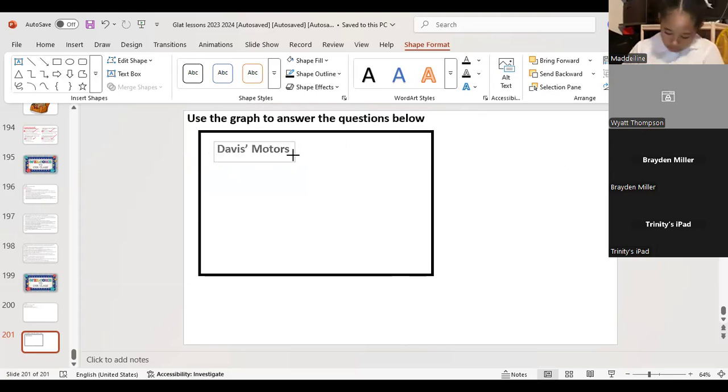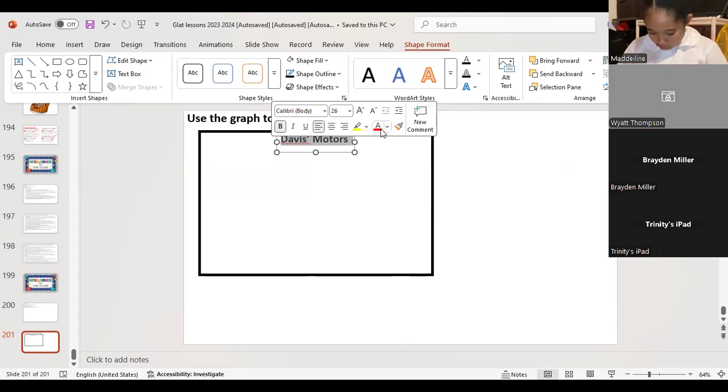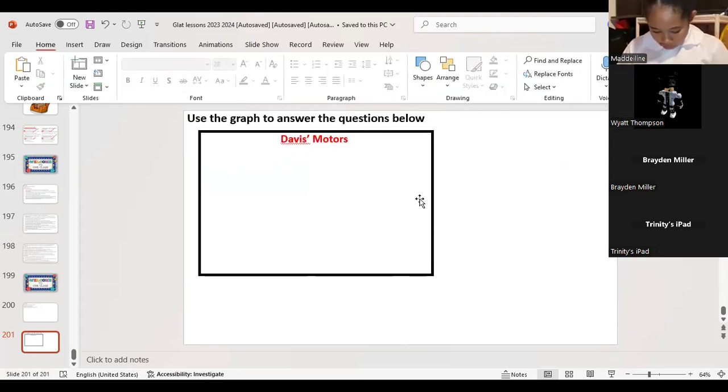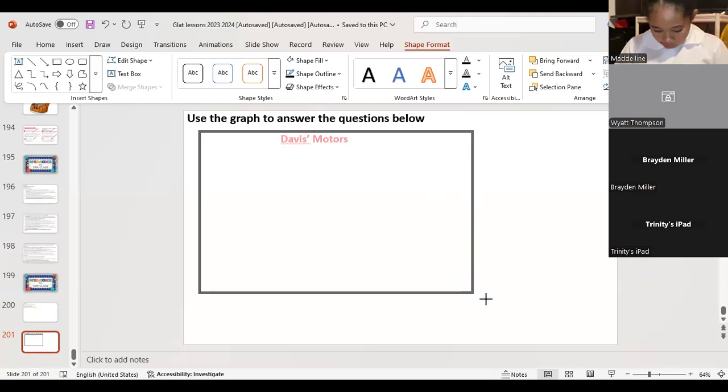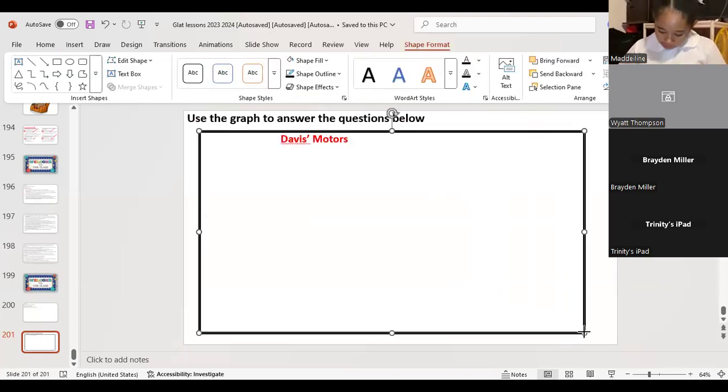All right, Davis's Motors. So inside this box, the heading is going to be Davis's Motors. That's what the heading is going to be. You know what I should do? I should make it big. I should make a big one so y'all could see it, and then I'm going to shrink it. So the heading is Davis's Motors.